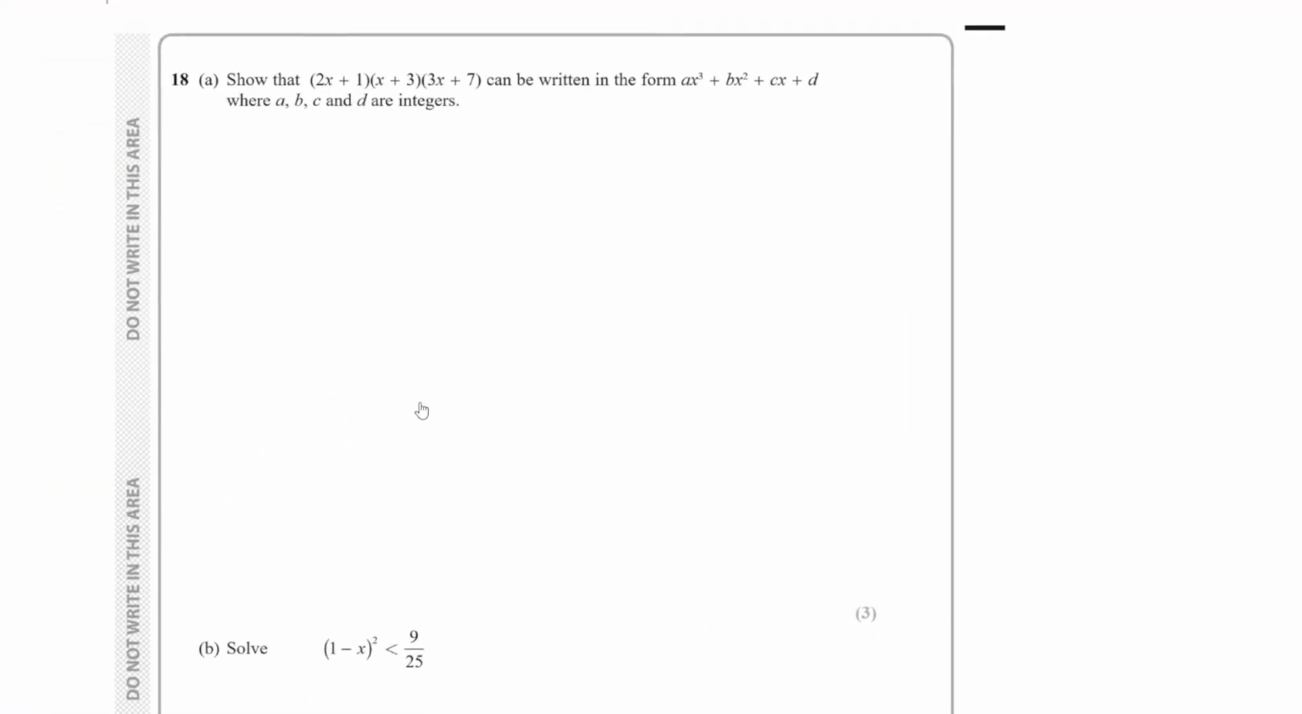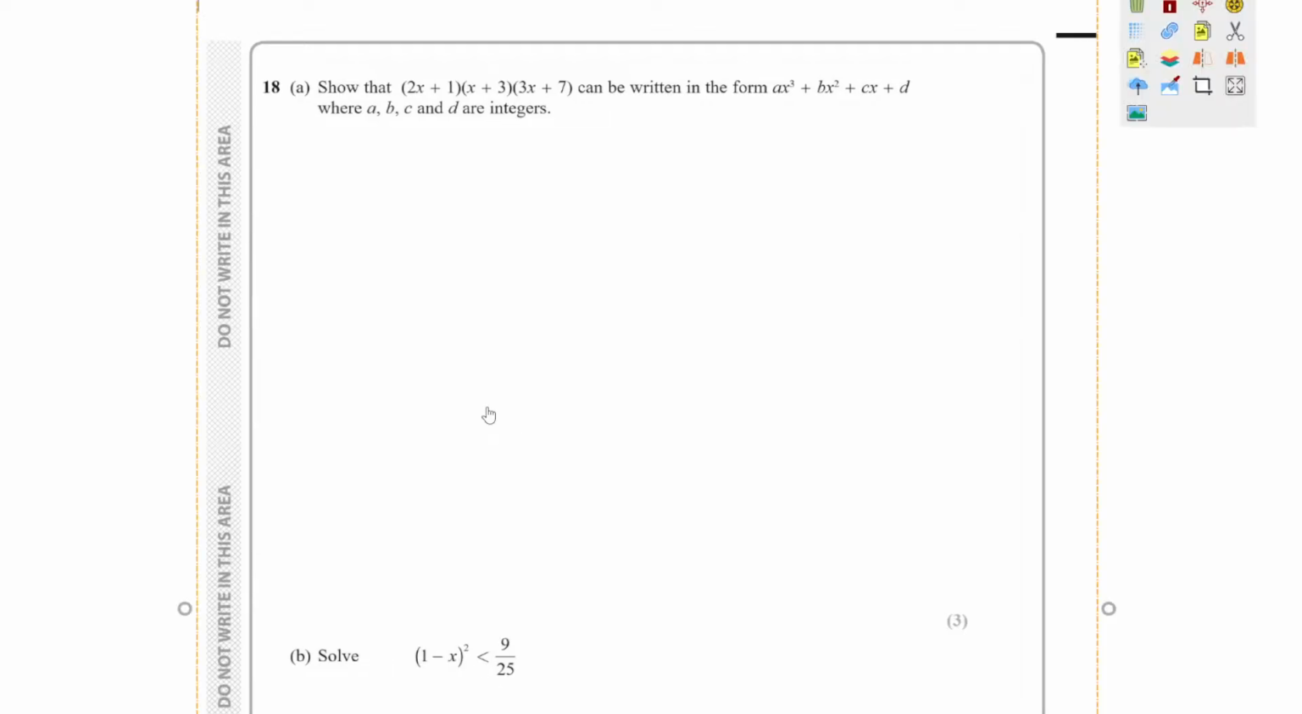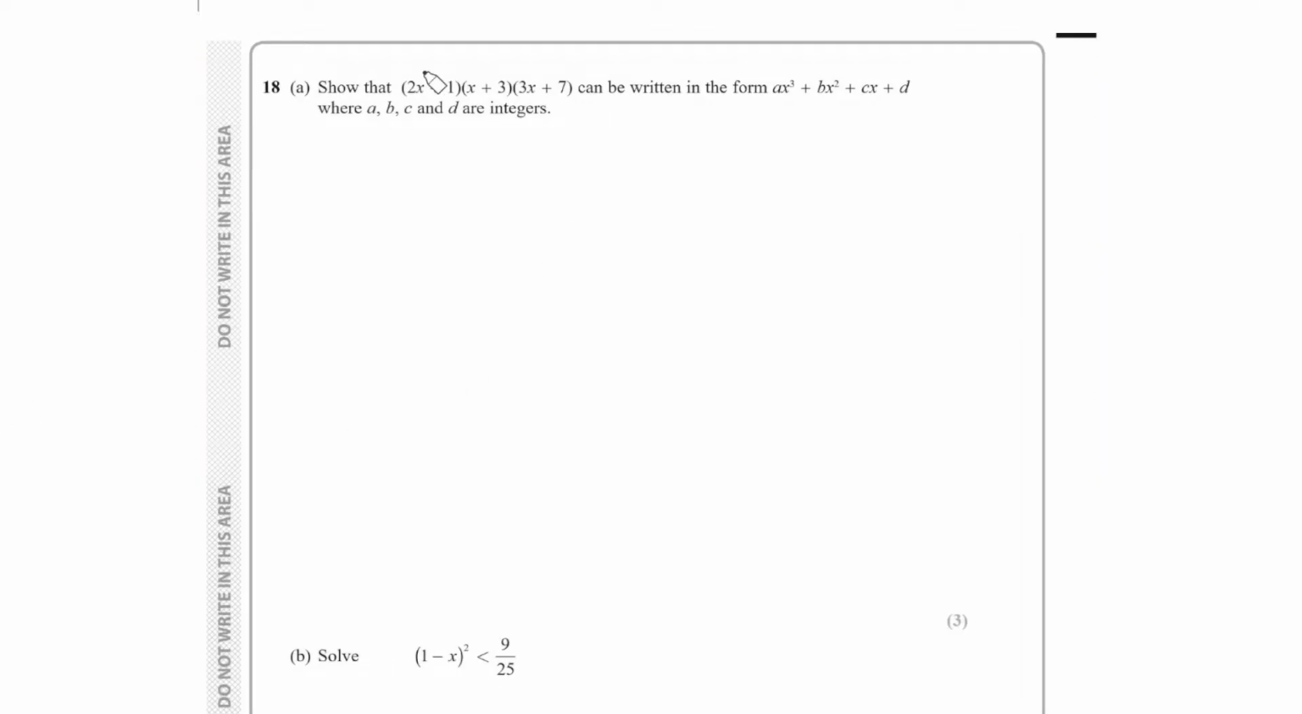Now I think you did get, actually technically both of these questions in paper 2. So I doubt that they're going to ask it again, but I'll just go through it really quickly for anyone who might be in year 10 or revising for something else. So we need to show that 2x plus 1 multiplied by x plus 3 multiplied by 3x plus 7 can be written in the form ax cubed plus bx squared plus cx plus d, where obviously a, b, c, and d are integers. So it's expanding triple brackets.